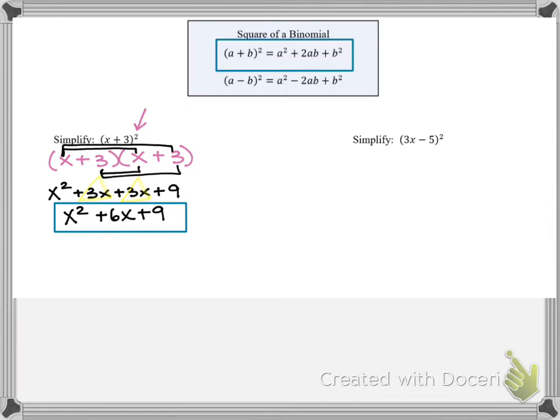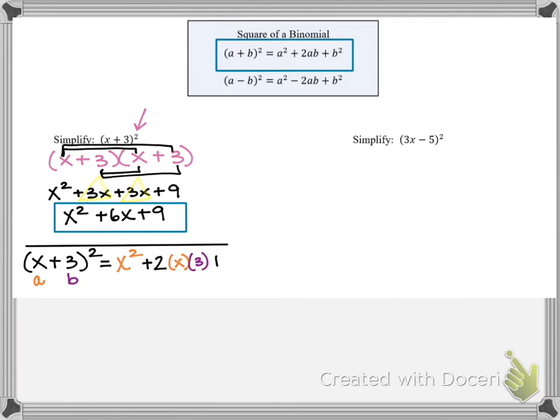So we're going to use the formula. We're going to compare our original expression, x plus 3 quantity squared, to a plus b quantity squared. So if I look at x plus 3 quantity squared, my a value is x and my b value is 3. So I'm going to use that formula and substitute x for the a value. So I'm going to have x squared plus 2 times the a value, which is x, times the b value, which is 3, and then plus the b value squared, so plus 3 squared.